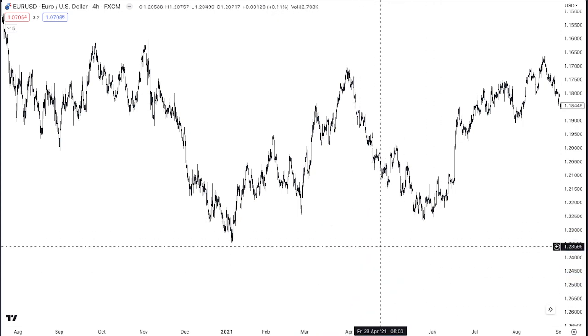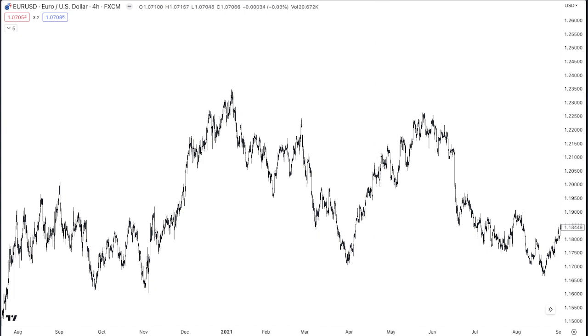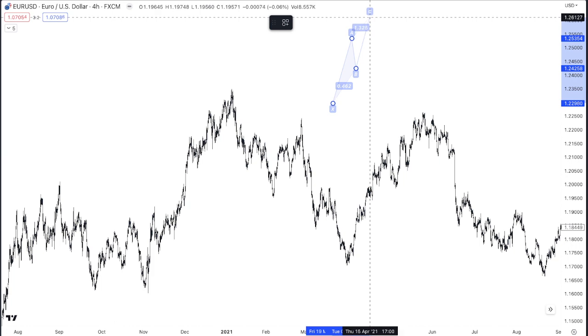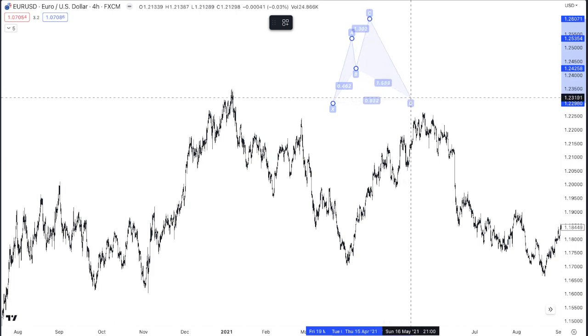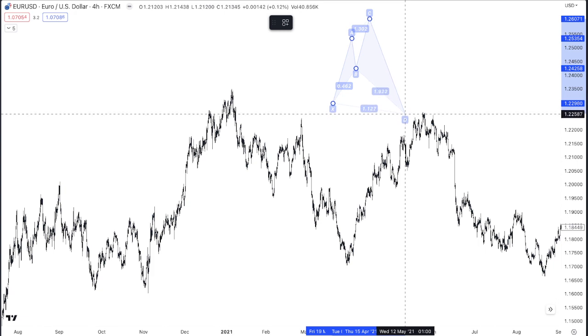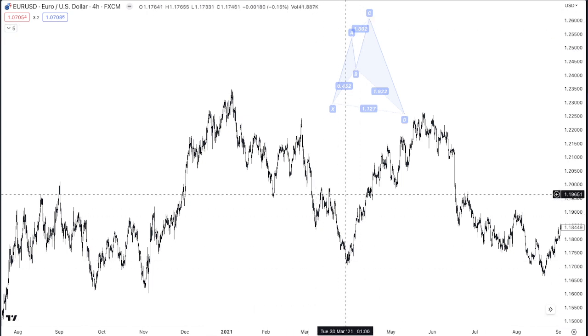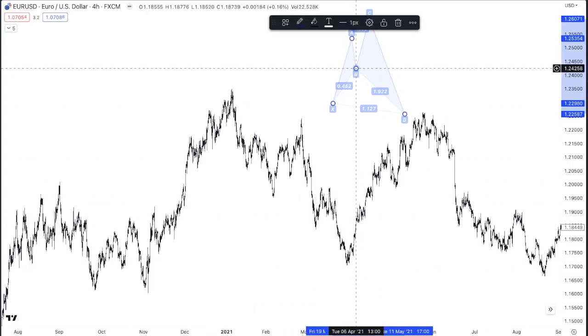And then for your Cypher or your Shark, it'll be more something like this. Yeah, Shark would be around the 1.3. And then you could have maybe an 886, or maybe you get a deeper retrace to the 1.3 down here, something like that. All right, so those are the two different ways to use the XABCD tool and the Cypher tool.